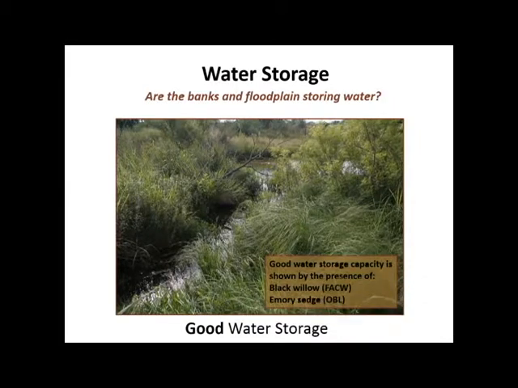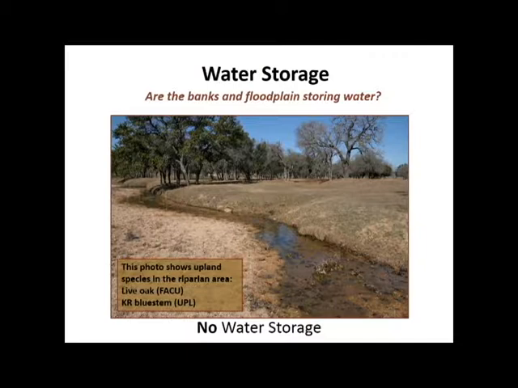Use your field guide. Look for the obligate or OBL and facultative wet or FACW plants. This photo here indicates no or extremely poor water storage.